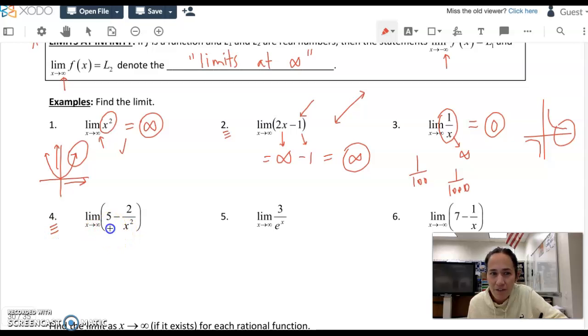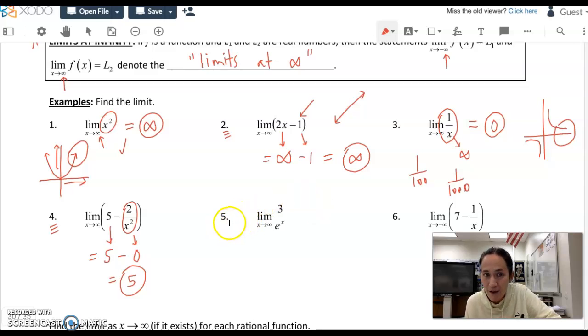Right? We've got a 5 that stays a 5. There's no helping the 5. That's going to stay. But how about this fraction? 2 over large sums, bigger and bigger, right? 1,000,000, 1,000,000,000, and they're squared. This whole thing's going to go to 0, just like the answer to number 3. And for that reason, you could say this limit is going to be 5, right? The 5 stays. The other fraction kind of wastes away.